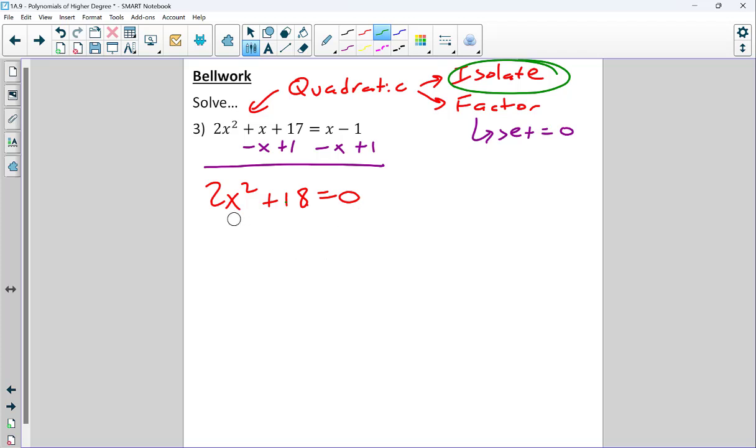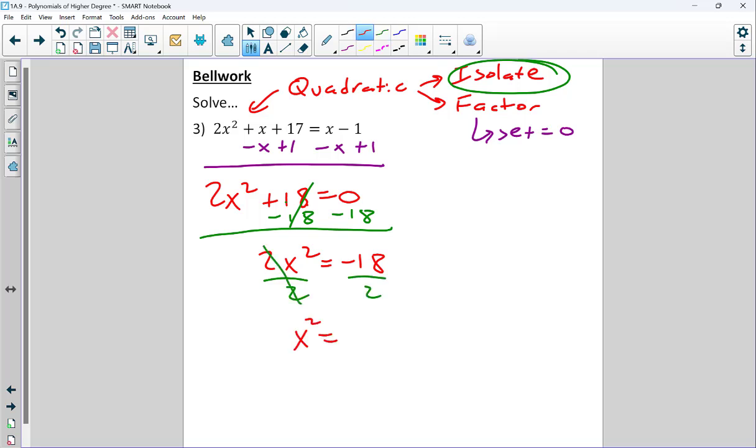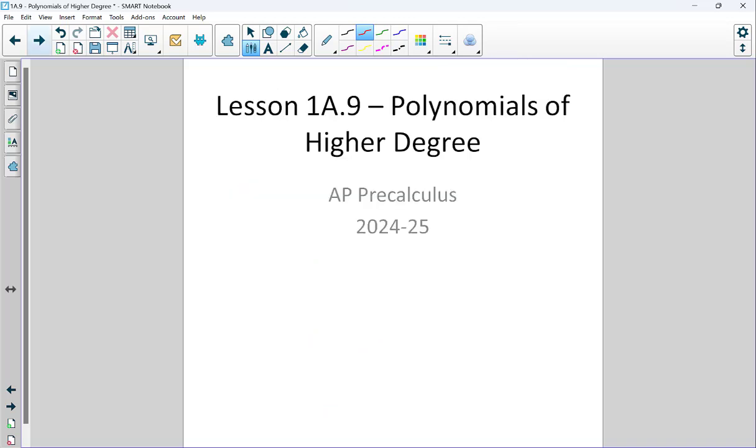Let's just use inverse operations in order to get x by itself. So I'm going to subtract 18. I'm going to divide by 2. And then to get rid of the square, I'm going to take the square root. Keep in mind the square root of a negative number is going to be i. The square root of 9 is 3, and there's always two answers to a square root, so plus or minus 3i, final answer.